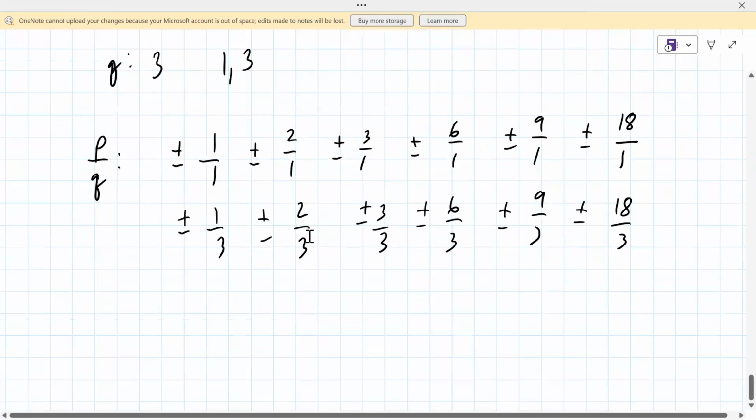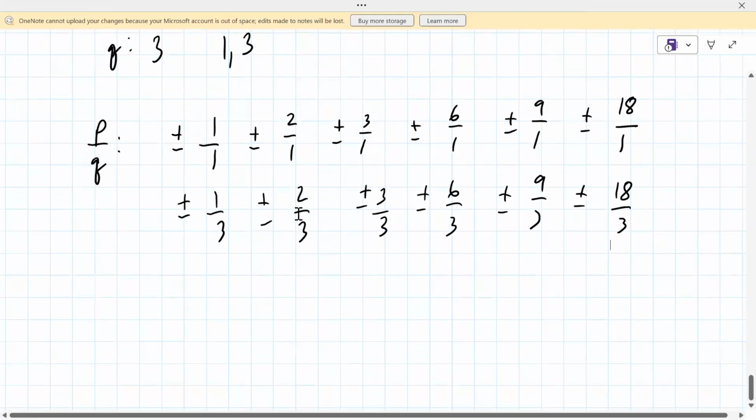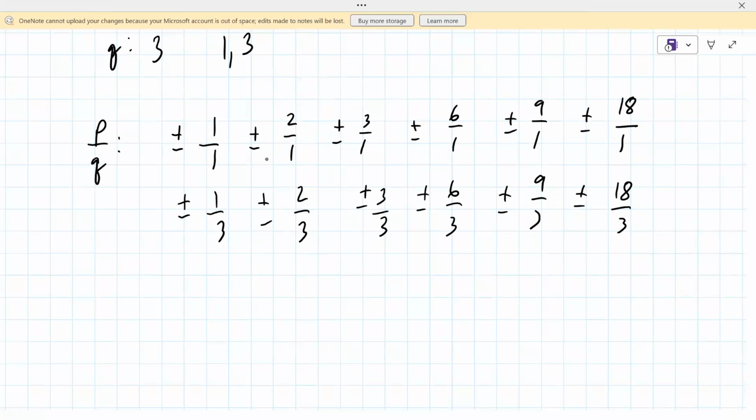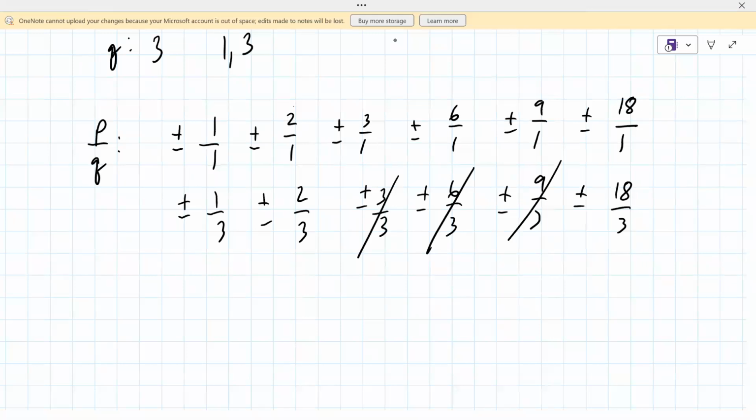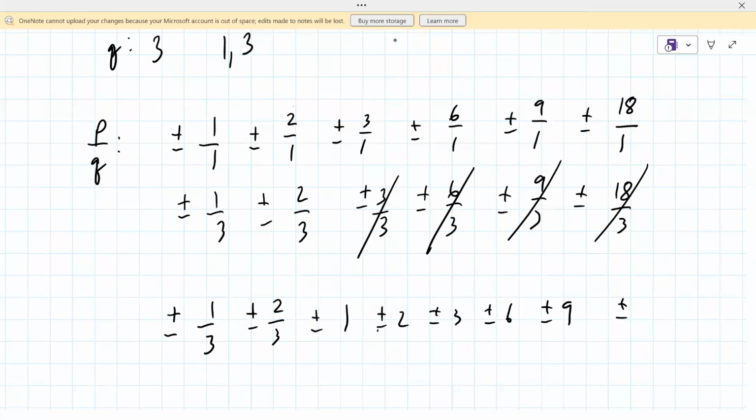And then you grab the ones that are unique. So, for example, 3 over 3 is really 1. So that one we don't need. 6 over 3 is 2. We don't really need that one because we have 2 in the top list. 9 over 3 is 3. We already have that one. 18 over 3 is 6. We already have that one. So you just list them all, and then you simplify. So it's plus or minus 1, plus or minus 2, plus or minus 3, plus or minus 6, plus or minus 9, plus or minus 18, like that. Okay, I got that.